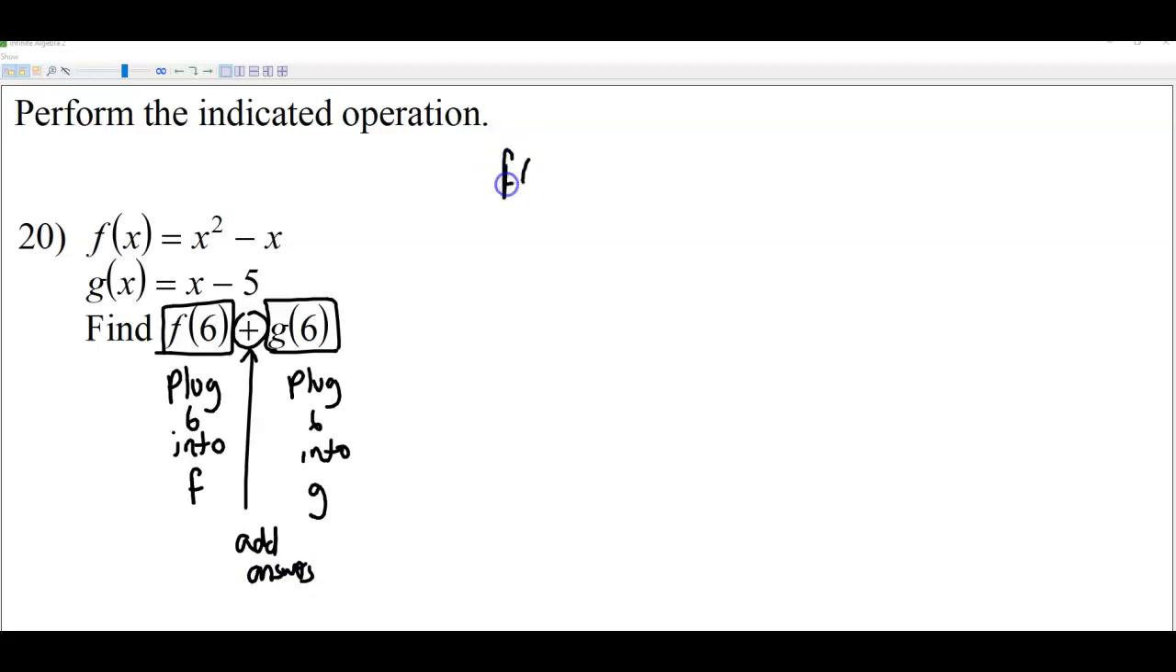So f of 6, I'm going to plug 6 into the f function. The f function is x squared minus x, and I'm plugging in 6 there. That gives me 36 minus 6, which is 30. So there's f of 6.